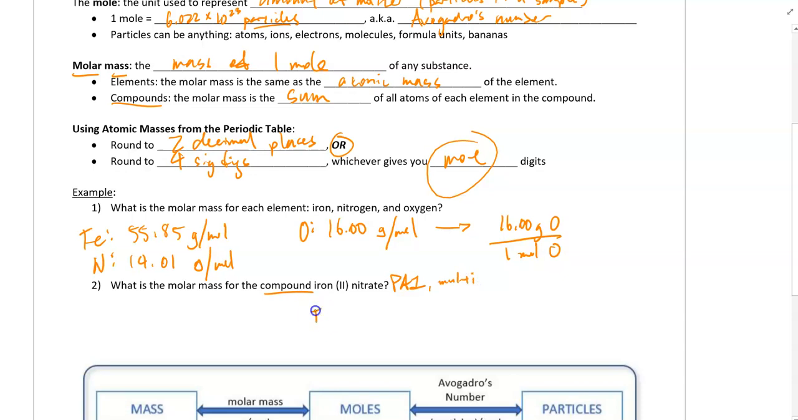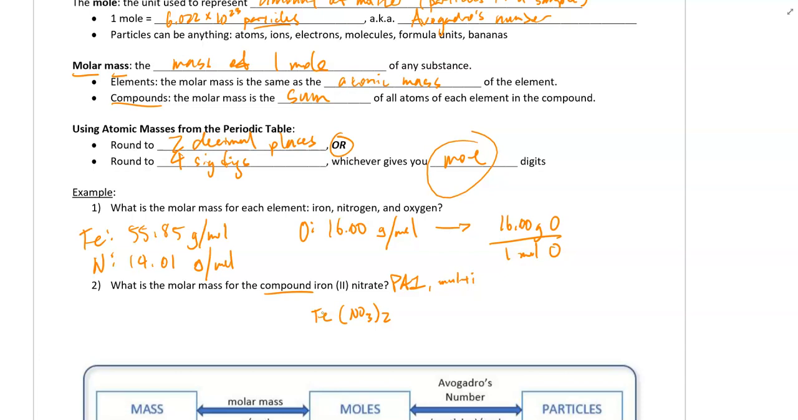Now the formula is going to end up being Fe and the nitrate, because it's a -1 charge, to match up with a +2 charge of iron. We need 2 of them. So this is going to be the compound Fe(NO3)2. Now, with that, we've got to get the molar mass of this compound, not just of iron or just of nitrogen or oxygen. So I have to do a little bit of work here.